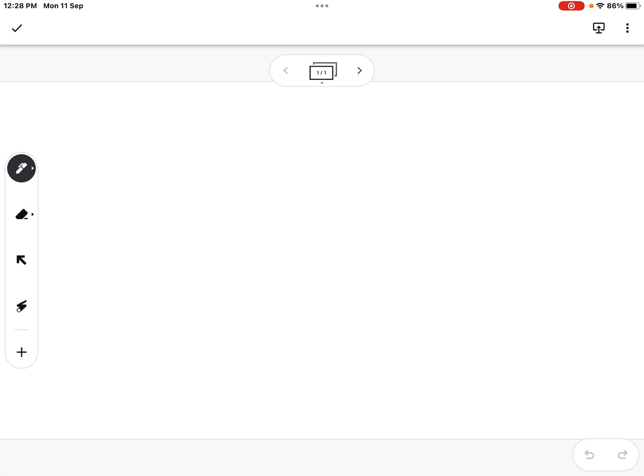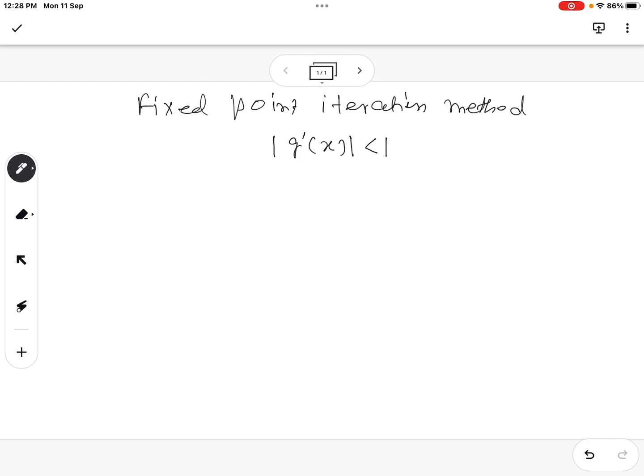In the previous video we talked about the fixed point iteration method, and we said that there is a necessary condition for successive approximations to converge, and that is the absolute value of the derivative of g must be less than 1 in an interval. But then the question arises: why is it a sacrosanct condition, that is, why is it a necessary condition? In this video we are going to talk about why it is so.